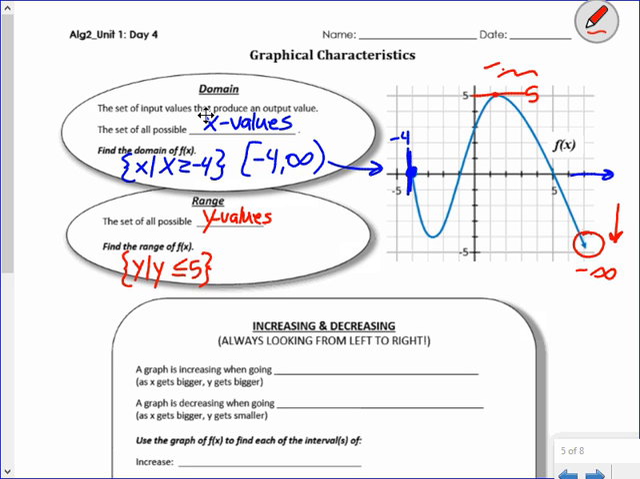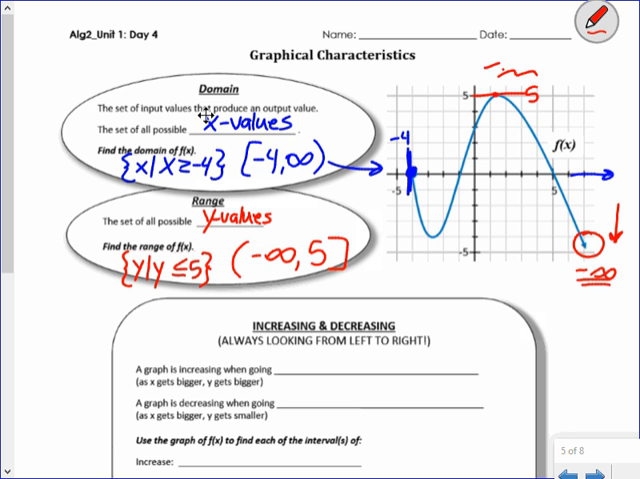And then for interval notation, remember you always write interval notation for a range going from bottom up. So because the lowest y value is -infinity, I'm going to start there. And the highest y value is 5, and it is included, so I use a square bracket. So interval notation is from left to right and then bottom up when you're writing.